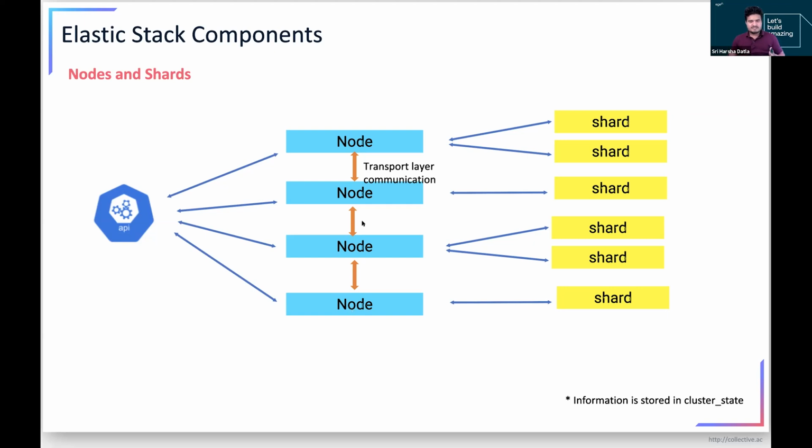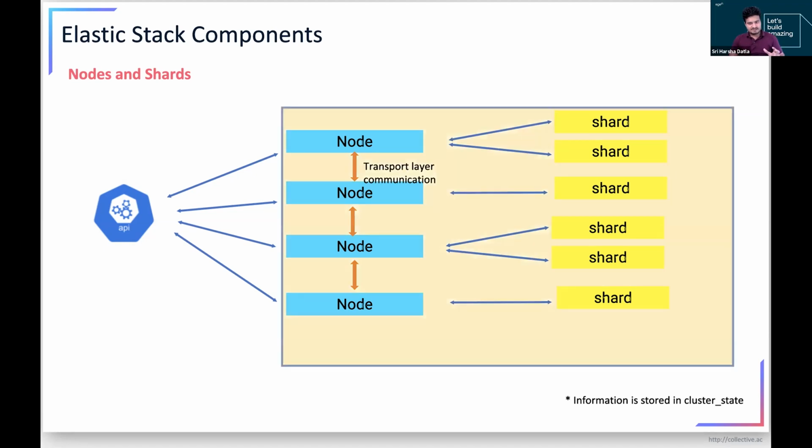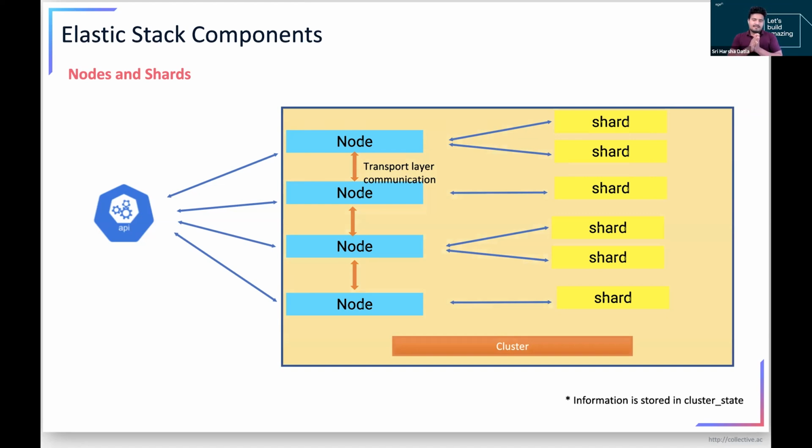How? Because when you create these nodes and put them together, they communicate using transport layer communication. They share information about the cluster, about whatever the common system is, in something called the cluster state. This entire thing is called a cluster. So as simple as it is to understand, a cluster is a collection of nodes where these nodes communicate with each other about the cluster state.